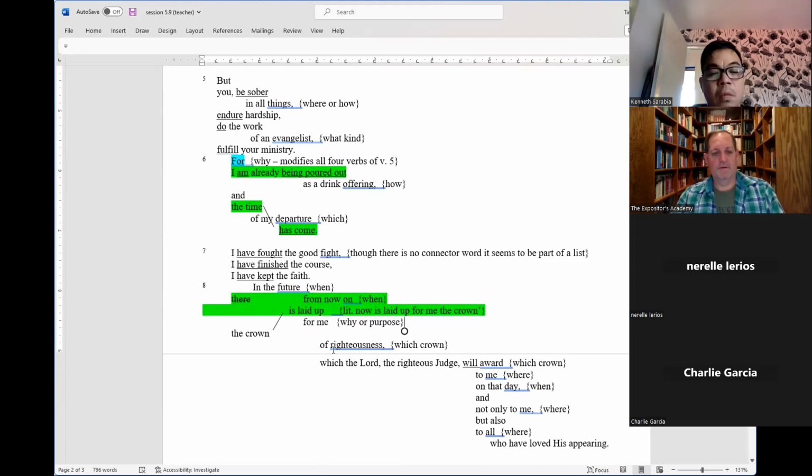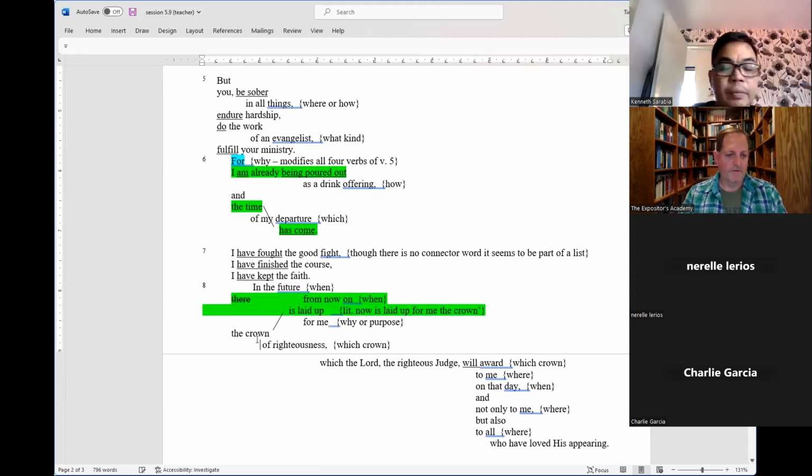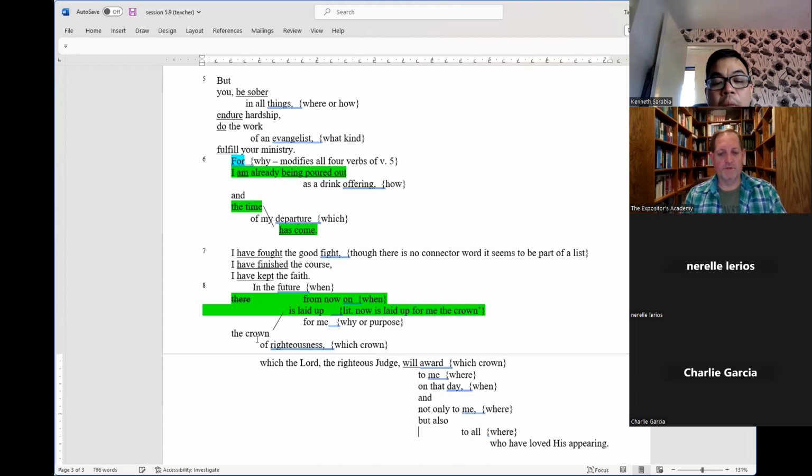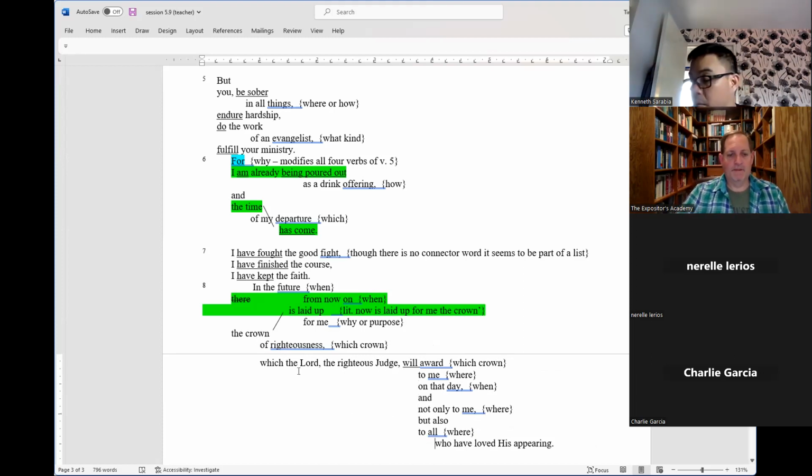And then here, so which crown? The crown of righteousness. Which crown? The crown which the Lord, and then I put "the righteous judge" in the same line because it's the same as Lord, will award. Where will he award it? To me. When will he award it? On that day. And not only to me, again, another where, but also to all who, goes with all, have loved his appearing. And there you go. All right. Any questions?